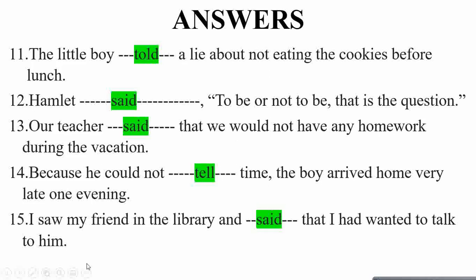Now comes question 15. I saw my friend in the library and I said that I had wanted to talk to him. So again, there's no indirect object, it's a direct thing, so you just go with the word said.